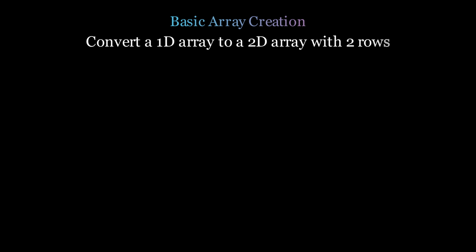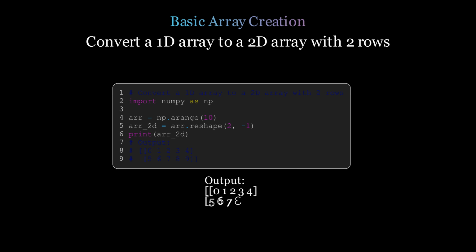Finally, problem 5 demonstrates array reshaping. We convert a one-dimensional array with 10 elements into a two-dimensional array with 2 rows. The reshape method takes the desired shape as arguments. The special value -1 tells NumPy to automatically calculate the appropriate size for that dimension. Here, with 2 rows and -1 for columns, NumPy calculates 5 columns automatically. Reshaping is a common operation when preparing data for machine learning algorithms.